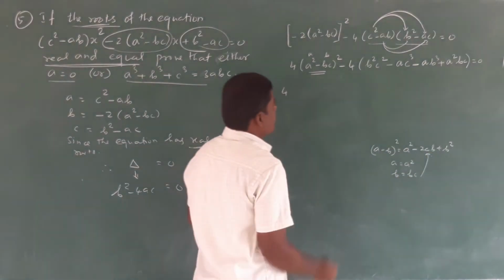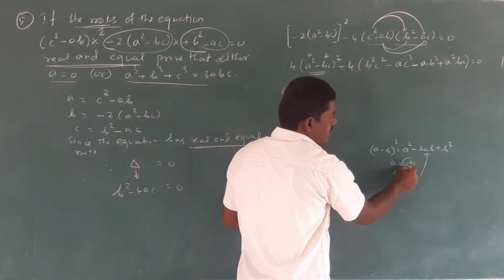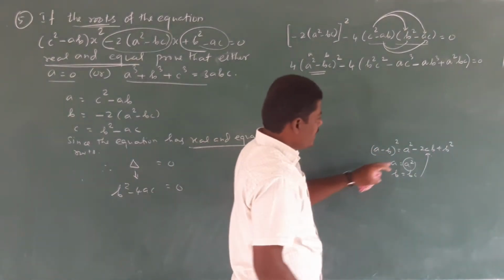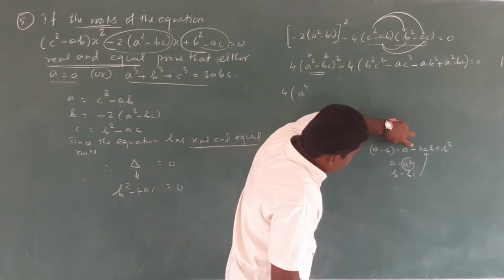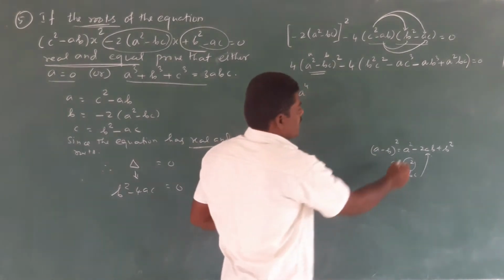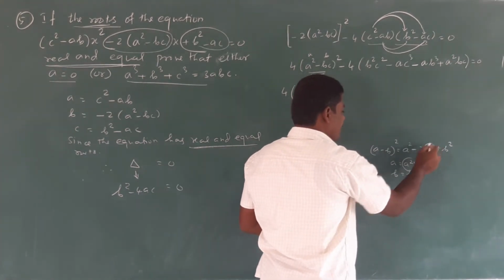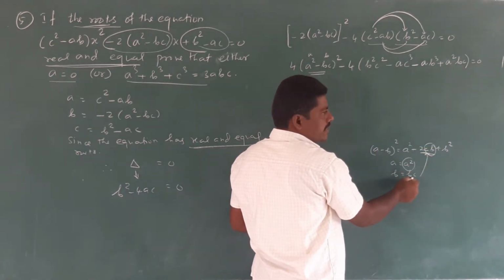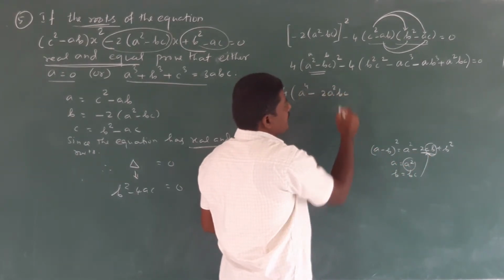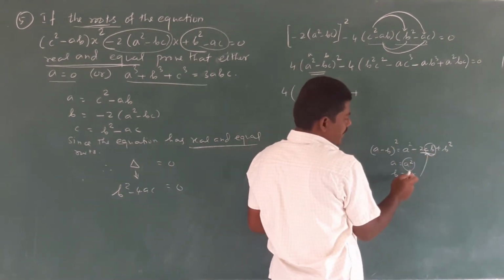Understand? Now substitution. For A square, the value of A is A square, so A square the whole square is nothing but A power 4. Next, minus 2 times AB. First you multiply AB, what we get? A square BC. Multiply with 2, we get 2A square BC. Now plus B square, the value of B is BC.